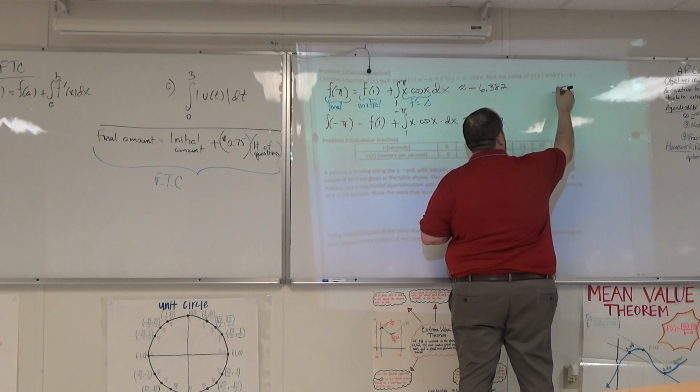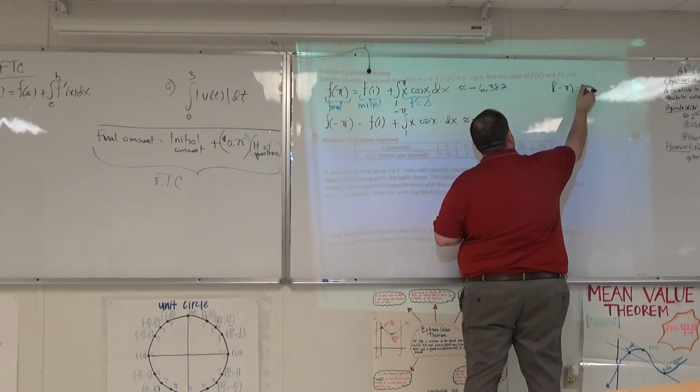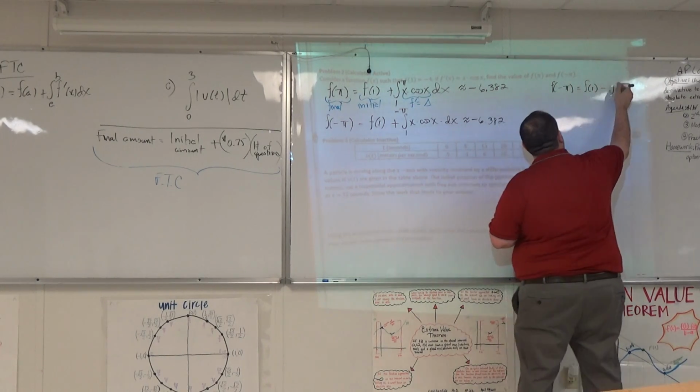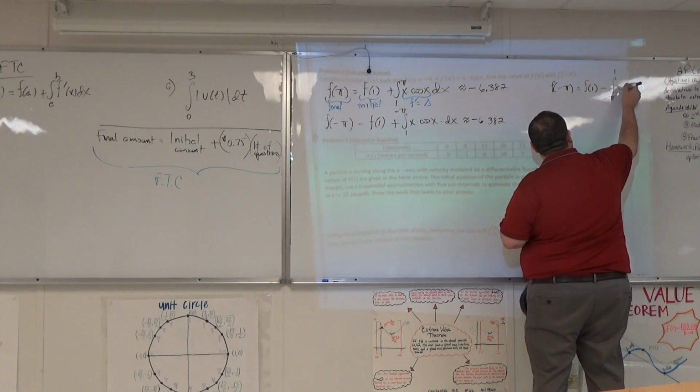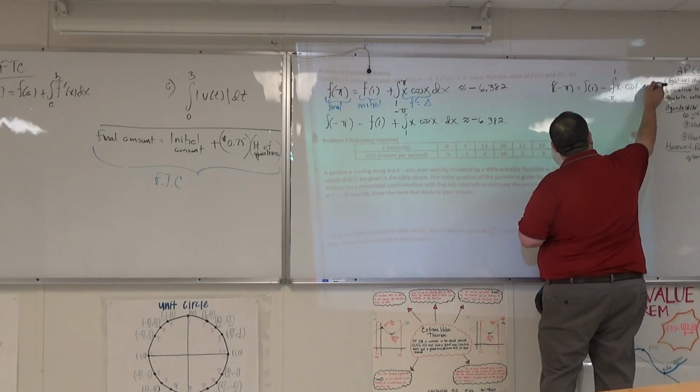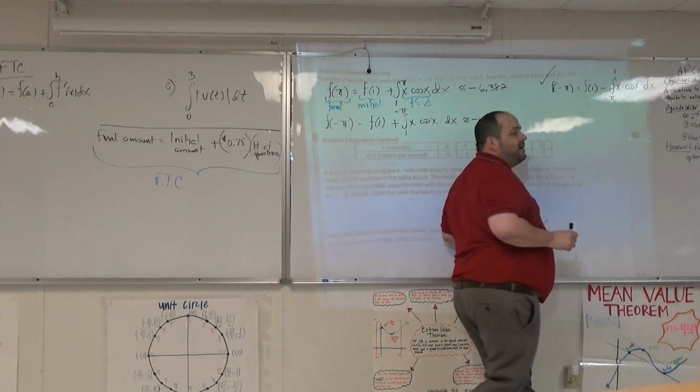It would be f of negative pi equals f of 1 minus the definite integral from negative pi to 1 of x cosine of x dx. Yeah. Love it. That works.